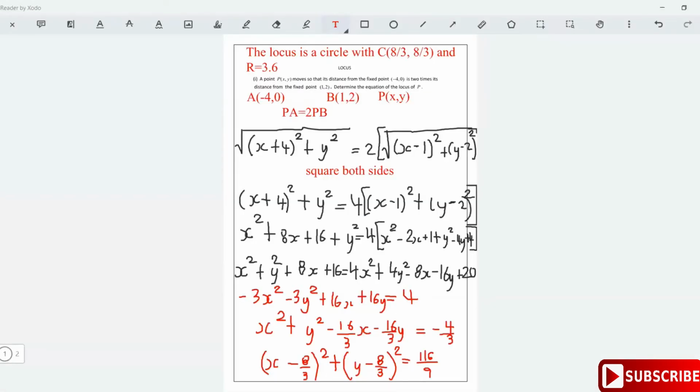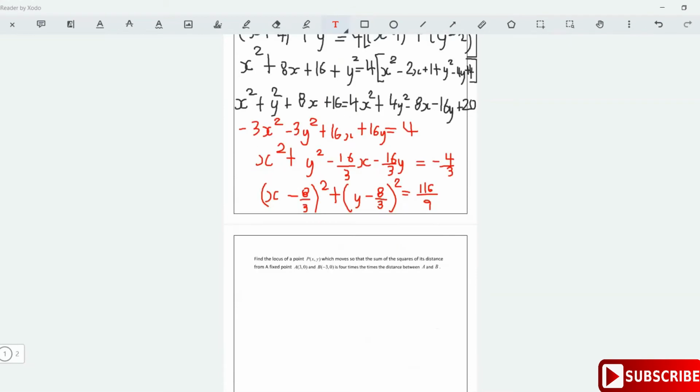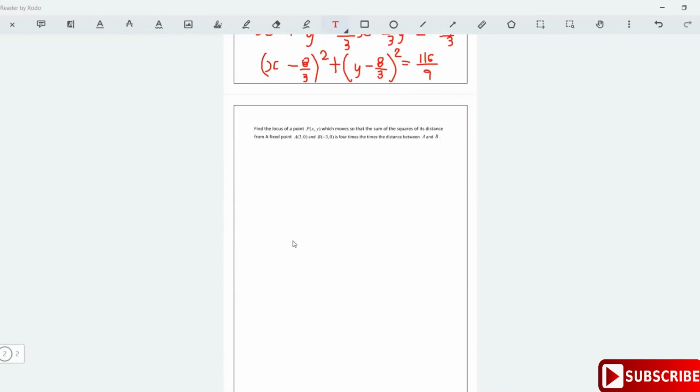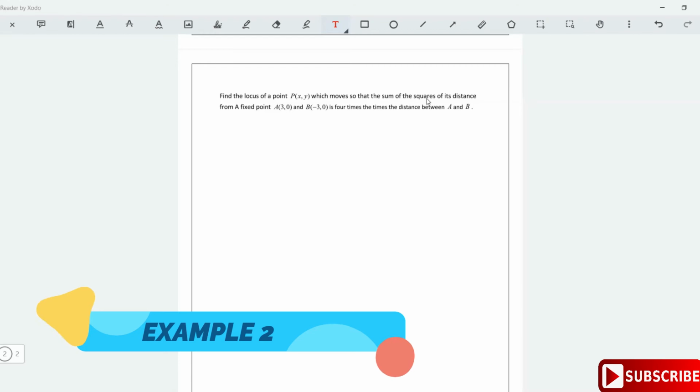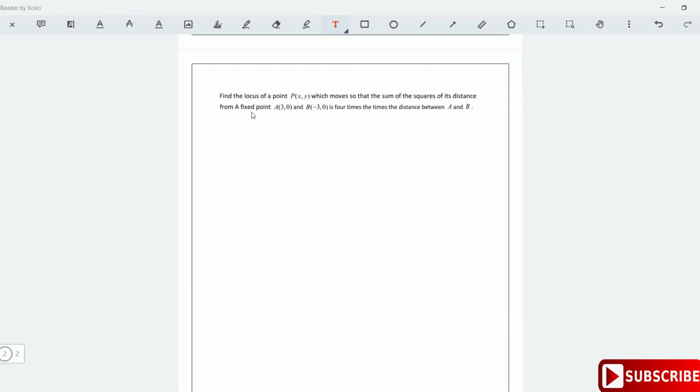So let's look at another example. This example says, find the locus of P which moves so that the sum of the squares of its distances from fixed points A and B is 4 times the distance between A and B. So it moves so that the sum of the squares of its distances from A and B is 4 times the distance between A and B.